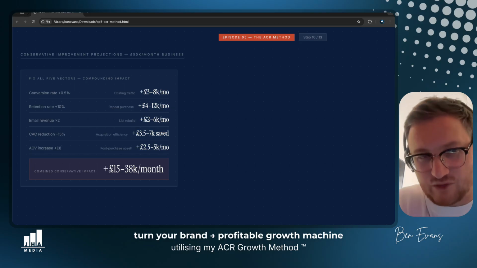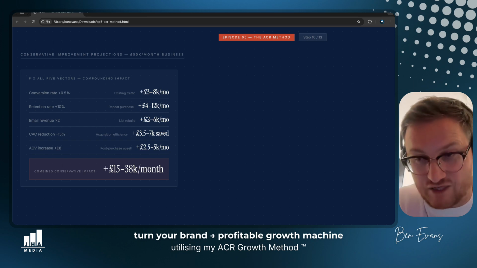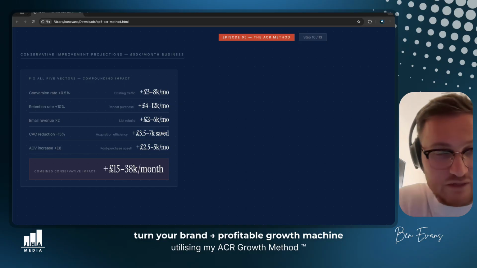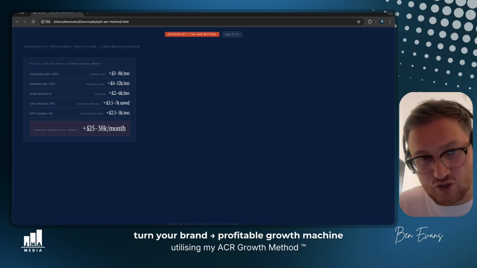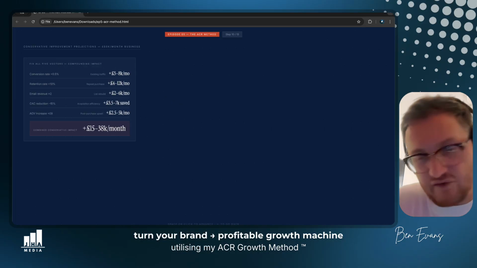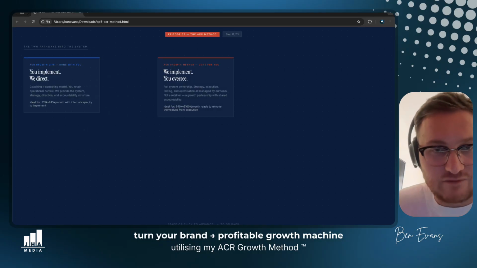And based on the fact that we're going to increase that conversion rate, increase the throughput of actual traffic to your website to ensure that it converts, all of that's going to improve your cost of acquisition, which fundamentally is going to improve your conversion rate as well, and obviously your actual cost to acquire. So 38K a month improvement on a 50K a month business by identifying the constraints and operating in the way that follows the ACR growth method.